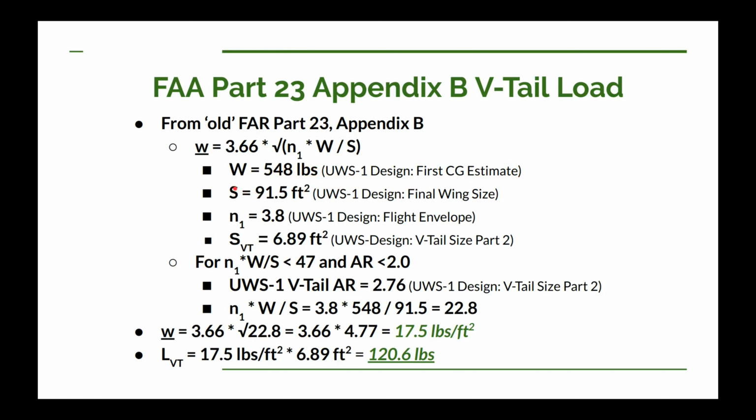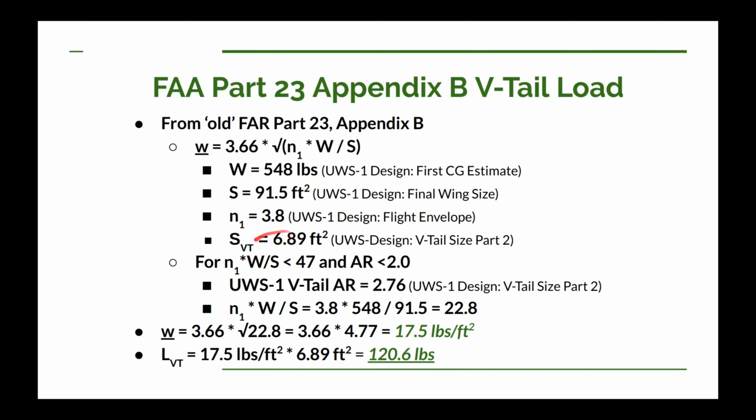The surface area of our wing is 91.5 square feet. If you want to know where that number came from, look at the final wing size video. And I'll put a link up here in the upper right hand corner so you can go back and look at the details for how we came up with that. There's actually several videos that precede this one, a part 1 and part 2 about wing size. And like I said, N1 is 3.8 from the flight envelope video.